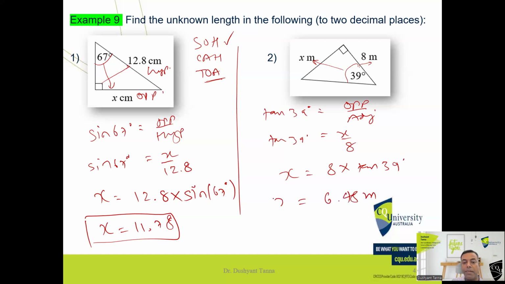6.48 meter. Now, please be careful with the unit. Up here, it talks about centimeter, so the answer should have centimeter. Here, it talks about meter, so the answer should have meters. Good job, everyone.